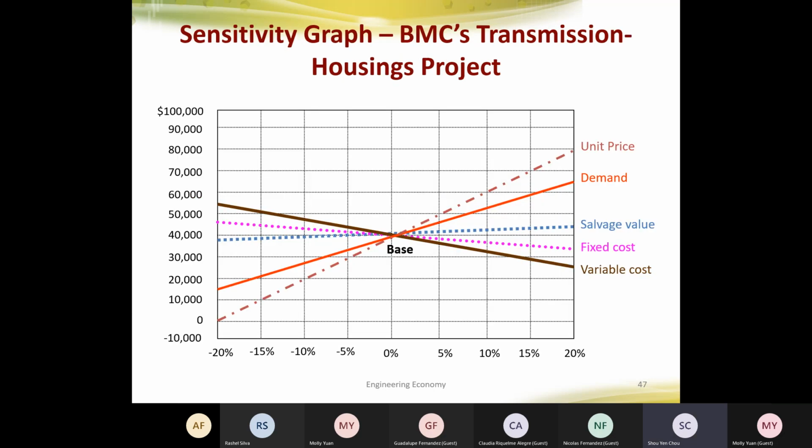So we can plot the values, right? For each variable, we have minus 20 to plus 20, and the changes will be linear. So we can just plot, and here you see clearly the unit price, right? You can make more, and you can lose more.